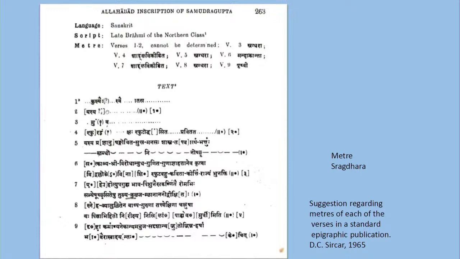See, line 1, line 2, on this side are the numbers of lines. Line 1 is damaged. Line 2 is also damaged. Line 3 is also damaged. Line 4, there is a verse in 4 lines in which he has made some conjectural restorations, and he has put them in square brackets. So these bracketed portions are the conjectural restorations. So this is how a standard epigraphic publication looks.